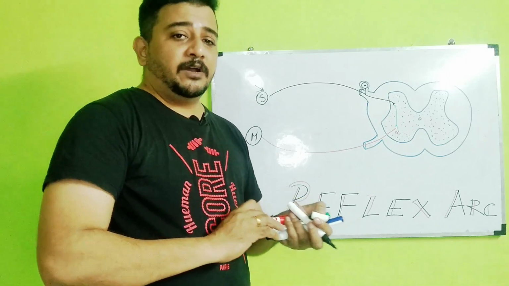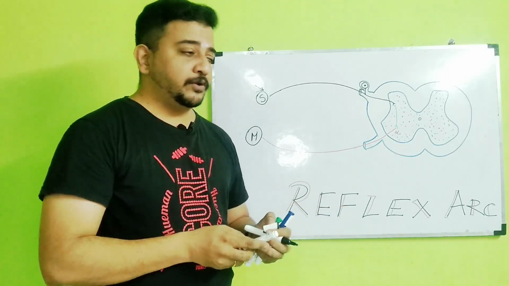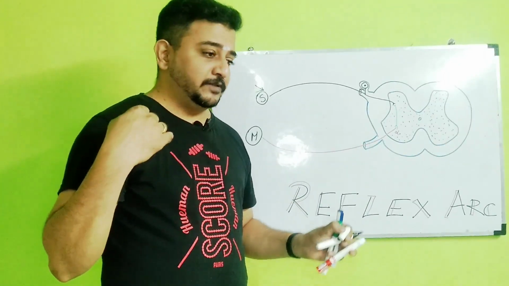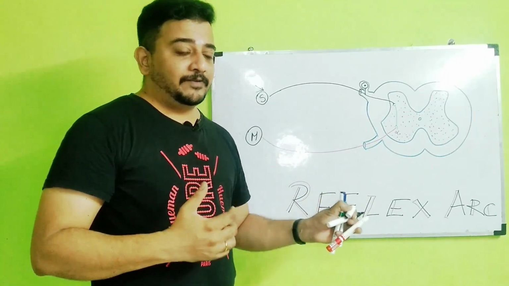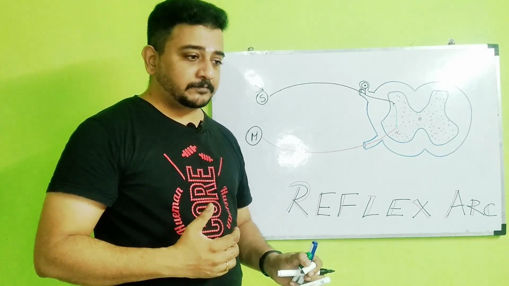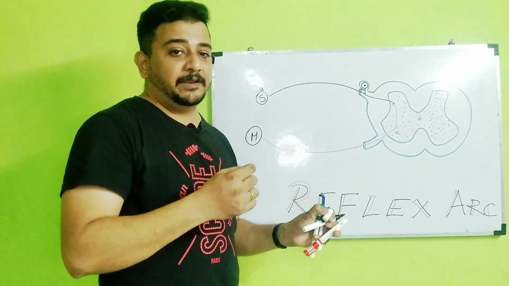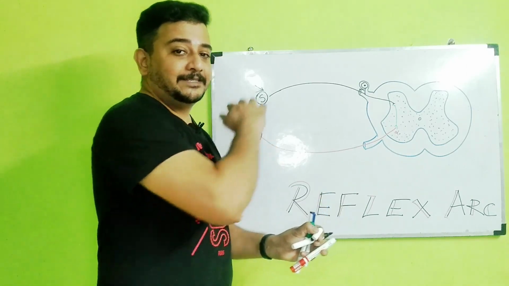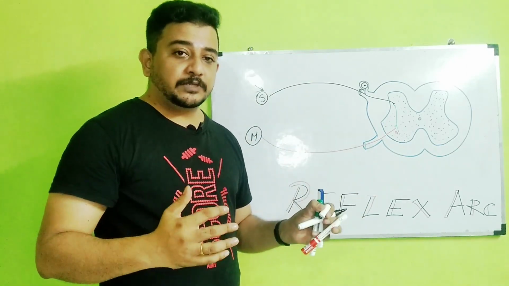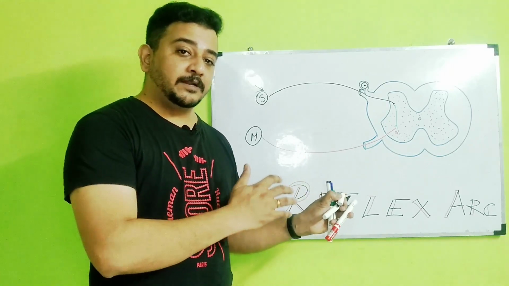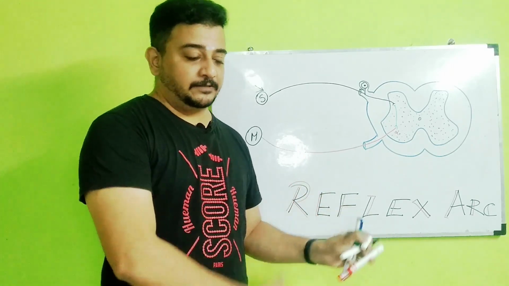So if you are touching a hot object or a pin is being pricked on you, this sensory input goes to the spinal level and you go for a reflex withdrawal. This is all about the reflex arc. But when we are doing an assessment, we don't prick anybody to see the integrity of the reflex arc. We do something called a deep tendon reflex. Now we'll move on to see what is meant by a deep tendon reflex.